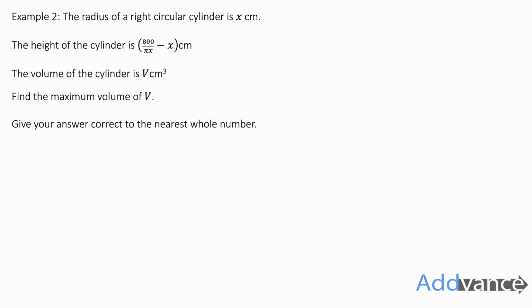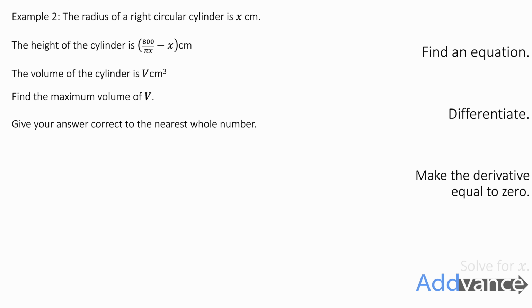Now let's look at example 3. The radius of a right circular cylinder is x centimeters. The height of the cylinder is 800 over pi x minus x centimeters. The volume of the cylinder is V centimeters cubed, and we're asked to find the maximum possible volume of V. Give your answer correct to the nearest whole number. So you're going to find an equation, differentiate it, make it equal to 0, and solve for x.